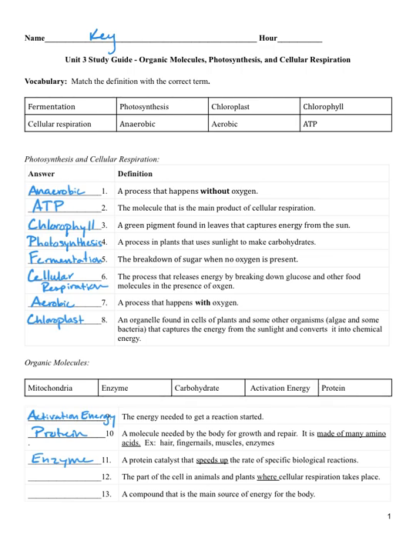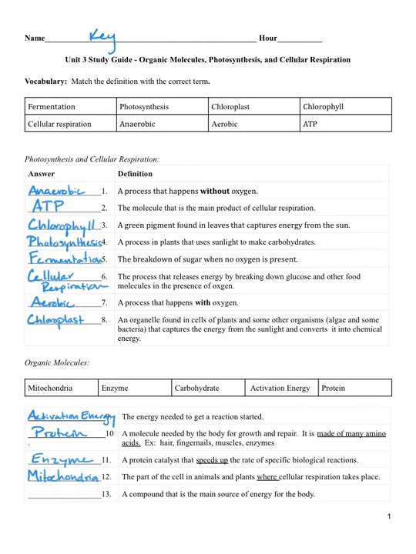Number 12 says the part of the cell in animals and plants where cellular respiration takes place, and that is the mitochondria. So remember, there's a structure inside of both plants and animals that does the Krebs cycle and the electron transport chain, and that structure is called mitochondria.